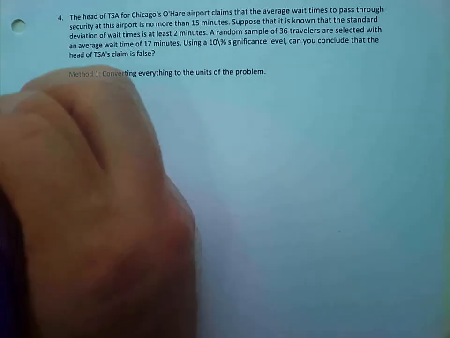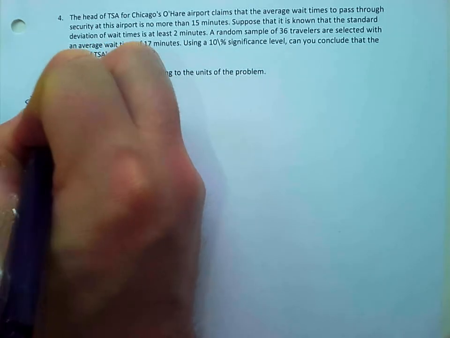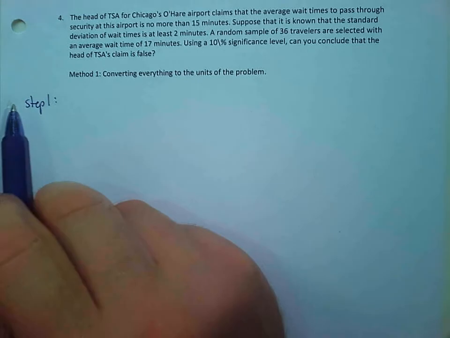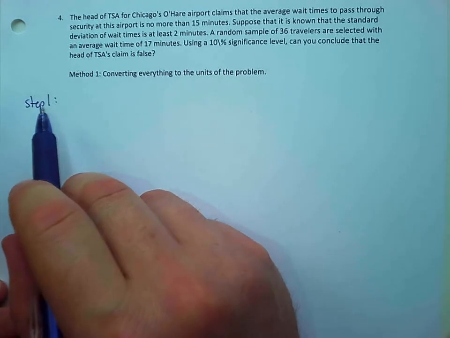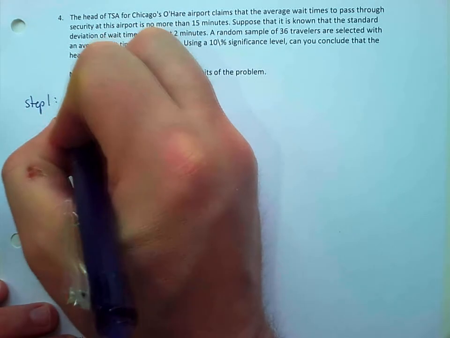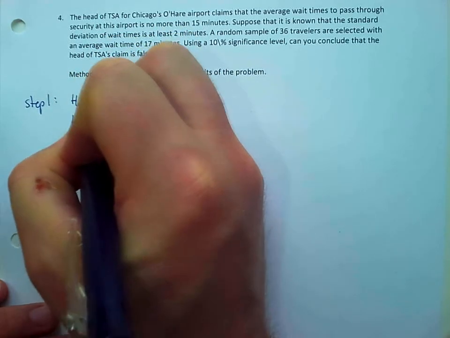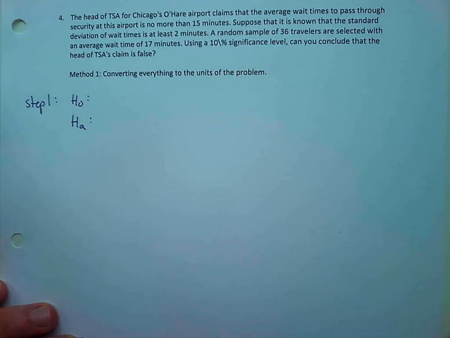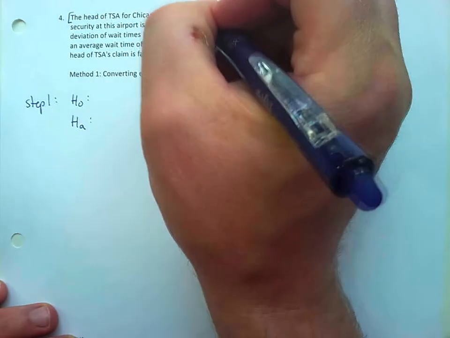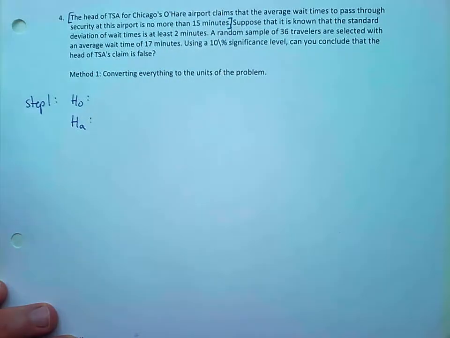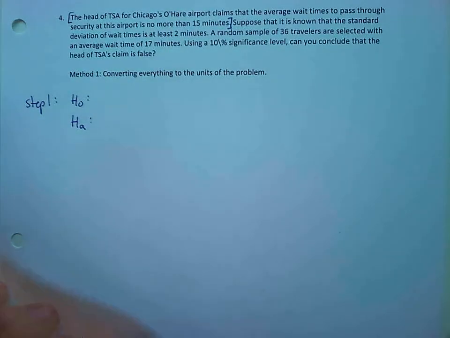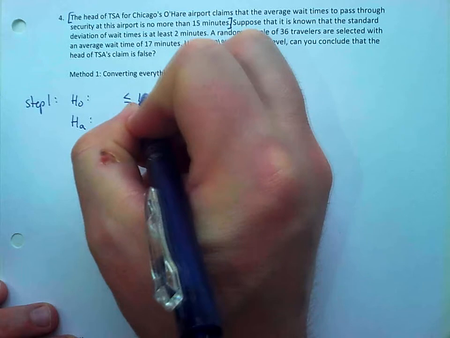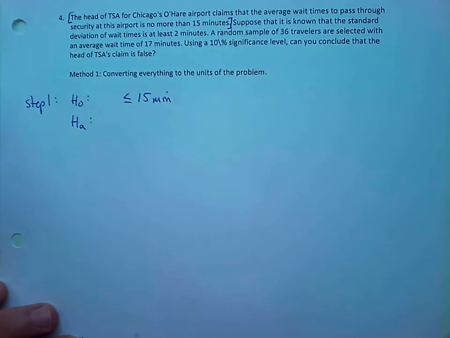For method number 1, it's asking us to convert everything to the units of the problem. So for method number 1, as for all methods, we're going to start off with answering those 3 questions in order to write down our null and alternative hypothesis. And that is: is there a statement which contains equalities? Here, we do have a statement which contains equality. That is no more than 15 minutes. And no more than 15 minutes is less than or equal to 15 minutes. So that becomes our null hypothesis.